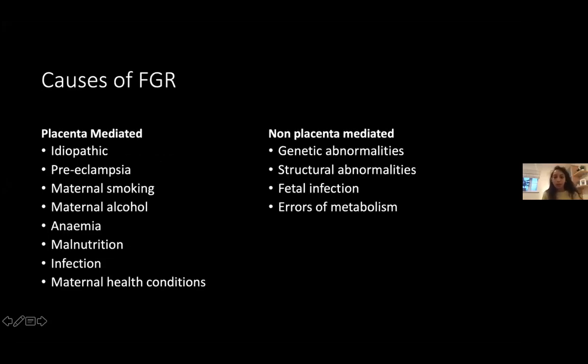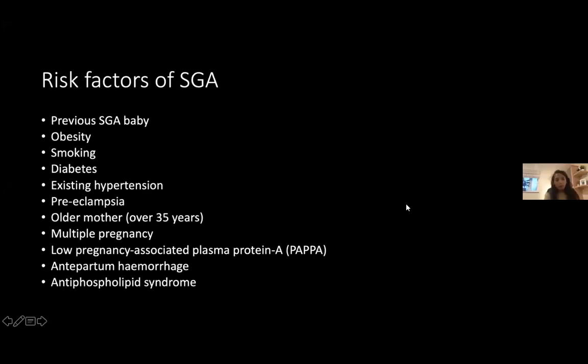So these are the causes of the fetal growth restriction. It can be placental or non-placenta mediated. And so these are the causes of placenta mediated: preeclampsia, smoking, alcohol, anemia, malnutrition, and there's lots of other maternal health and genetic abnormalities as well, for having babies which are small for their gestational age, like smoking, diabetes, hypertension, older mothers, and multiple pregnancies and things like that.